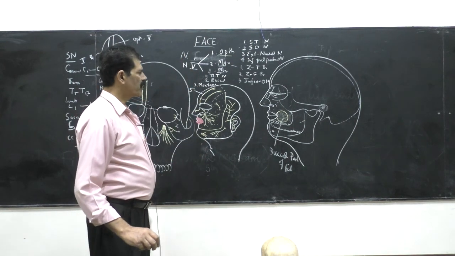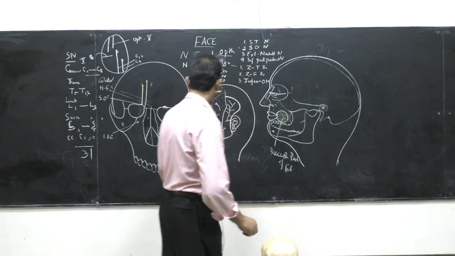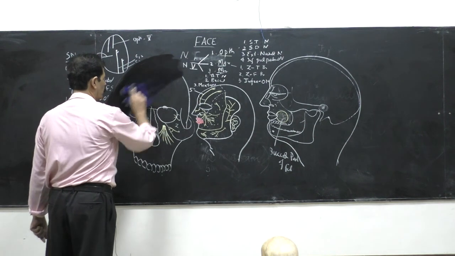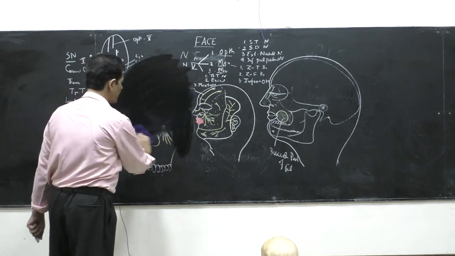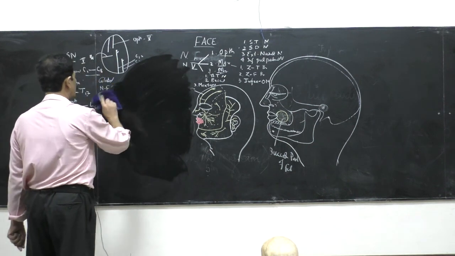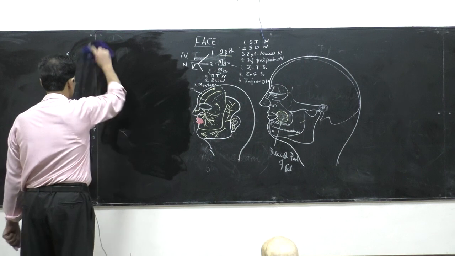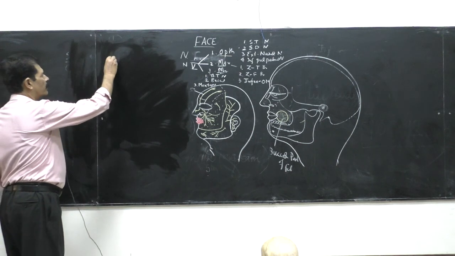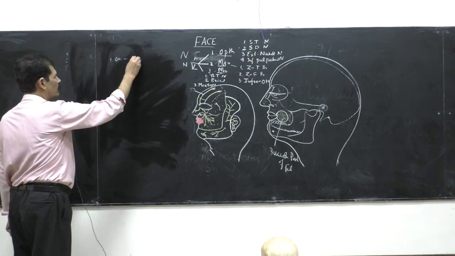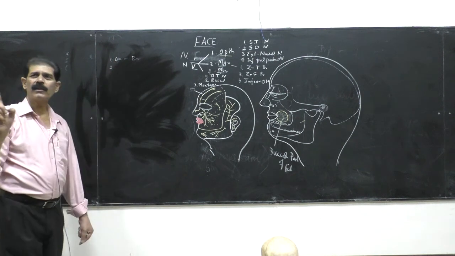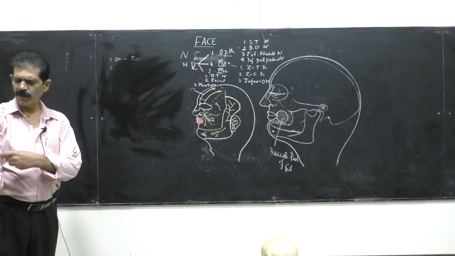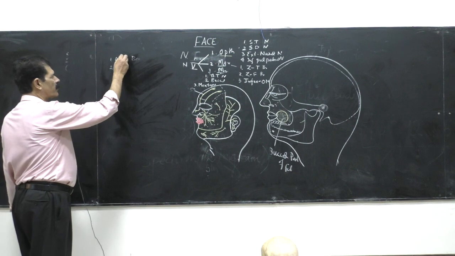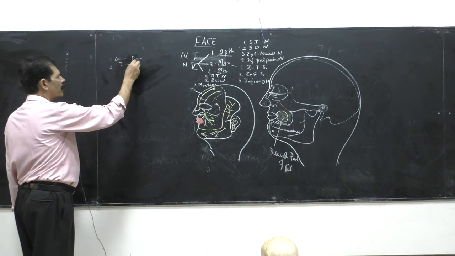So after this innervation, now come the muscles of the face. The muscles of the face are very special muscles. Why are they called special muscles? Number 1, their origin is from the bone, but their insertion is not on the bone. Usually muscles take origin from the bone and are inserted on the bone, but this is the specialty of the facial muscles. Number 1, origin is from the bone, but insertion is on the dermis of the skin.